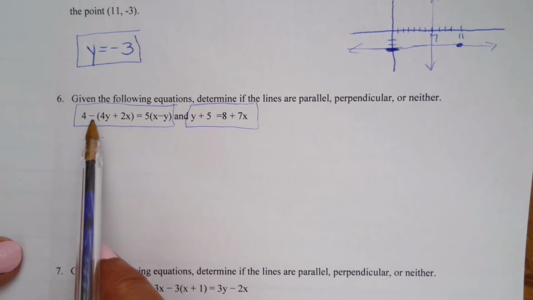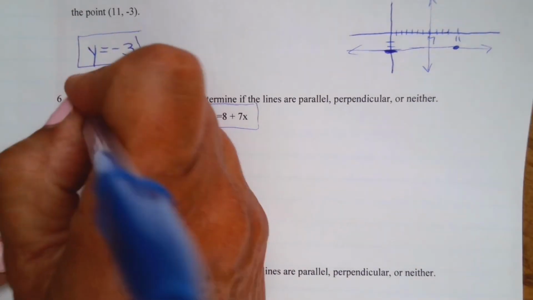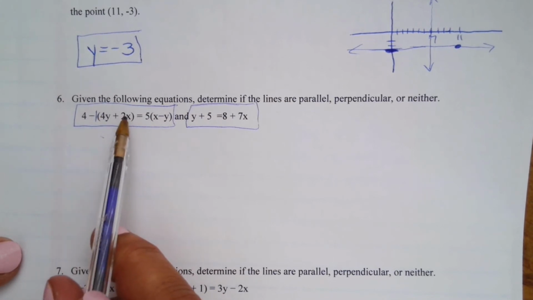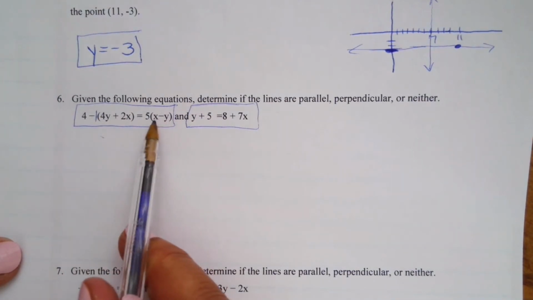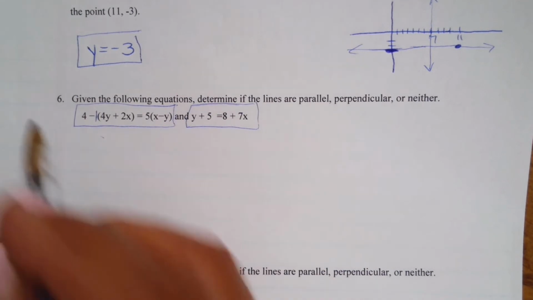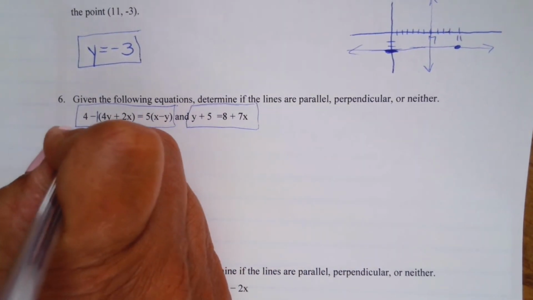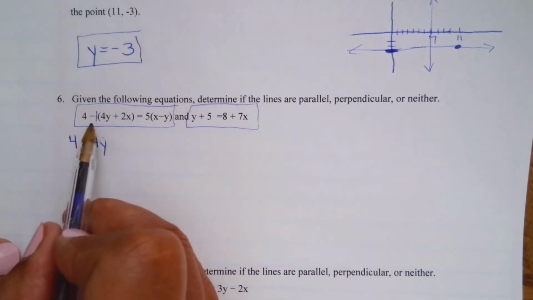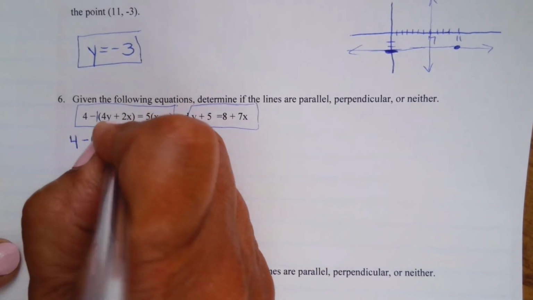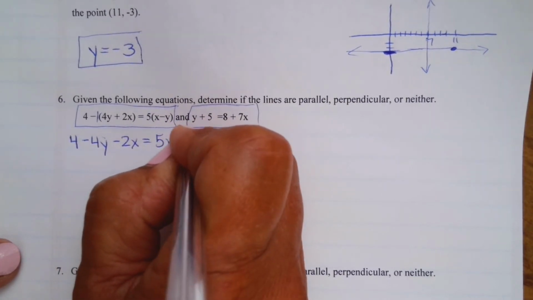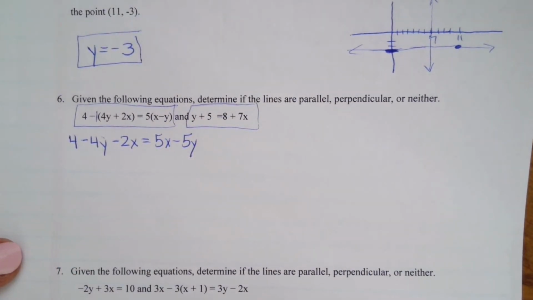So remember, this minus sign when there's a parentheses is an invisible 1 there, -1. So you're going to multiply both of these terms by -1, and then we have to distribute the 5 over here. All right, so we have 4, and then -1 times 4y is -4y. -1 times 2x is -2x, and that's going to equal 5x minus 5y. Okay? So remember, we're solving for y.